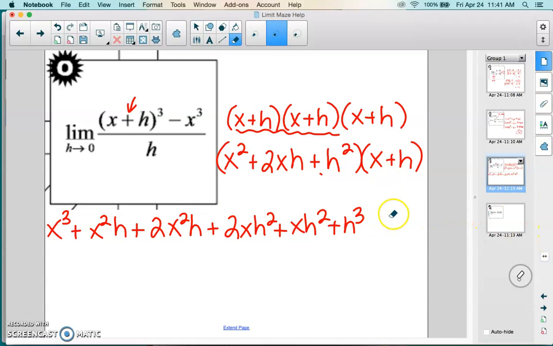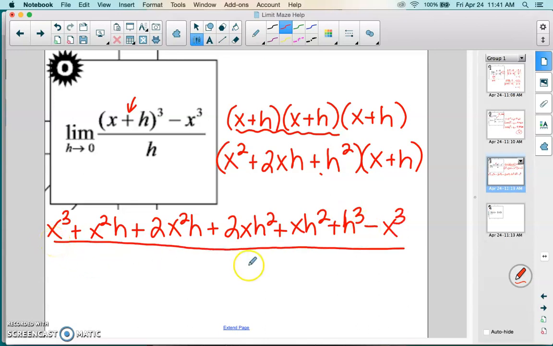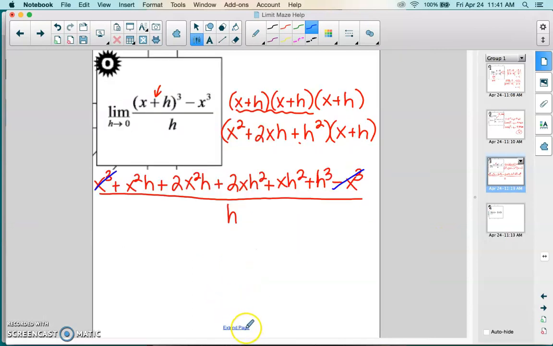And then we're going to go through and bring down the rest of the stuff. So there was a minus x cubed all divided by h. Like this. And then right away I noticed that these x cubed values cancel, but really nothing else does. So I don't think I even have like terms here, do I? I do have a few like terms.